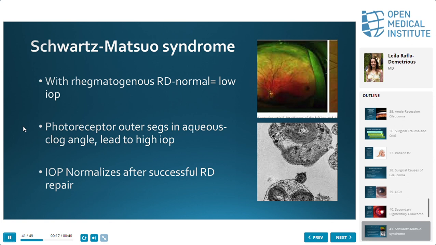large rhegmatogenous retinal detachment. And usually with a retinal detachment, the pressure is low, but intraocular pressure can actually rise if the photoreceptor segments find their way into the aqueous, and they can clog the angle and lead to high intraocular pressure. And the intraocular pressure normalizes once the retinal detachment is repaired.